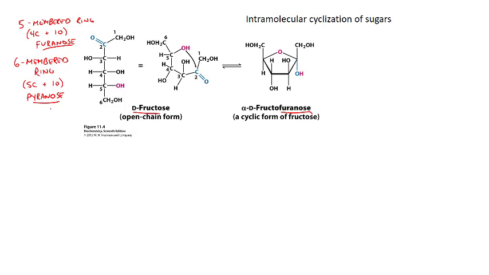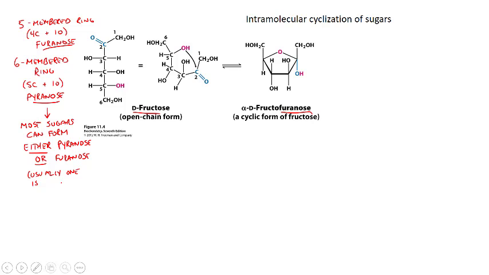Now, an important thing to note is that most sugars can form either a pyranose or a furanose structure. So usually one is preferred because of steric constraints. But it's typically possible to form more than one structure.